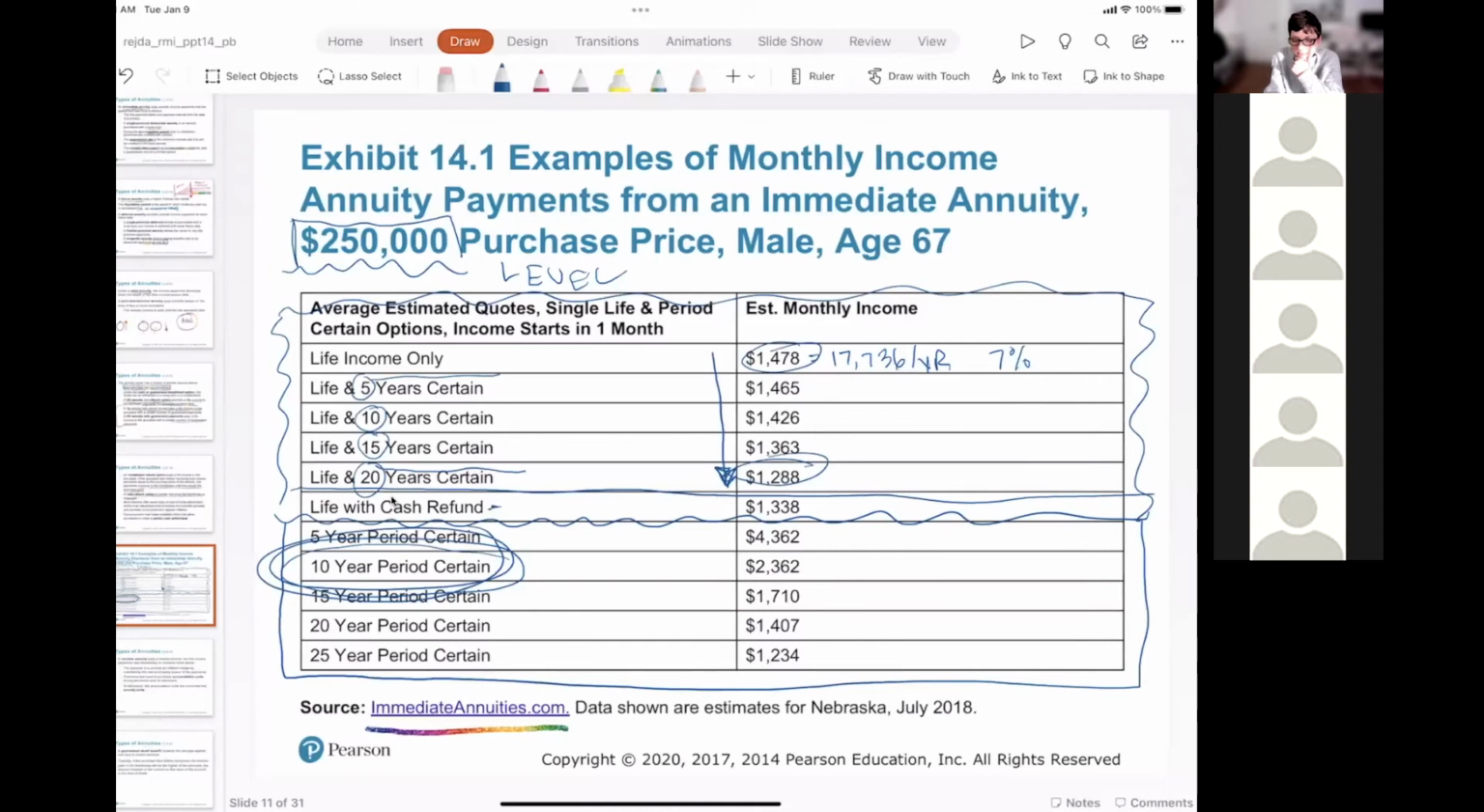And so they might buy a 10-year period certain annuity. In this case, a $250,000 annuity paid out for 10 years guaranteed will give them that kind of money. So you can do the math on what the implied rate of return is when you purchase this kind of a product. We won't do that right now because I'm going to run out of time if I'm not careful.